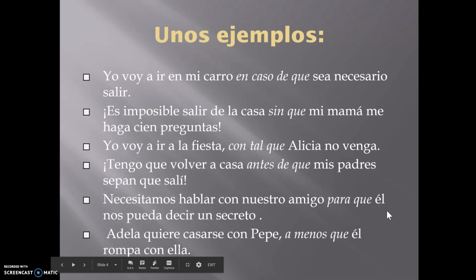Hay 6 ejemplos, 6 examples, because there are 6 adverbial conjunctions that we need to use. So the first one is yo voy a ir en mi carro en caso de que sea necesario salir. I am going to go in my car in case it's necessary to leave. You have the subject of yo in the first clause, the subject of it in the second clause, and the adverbial conjunction en caso de que, in case, separating the two.